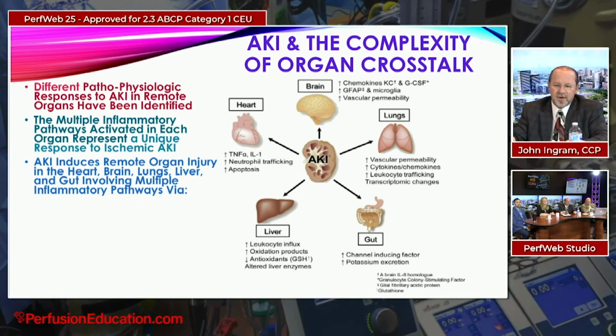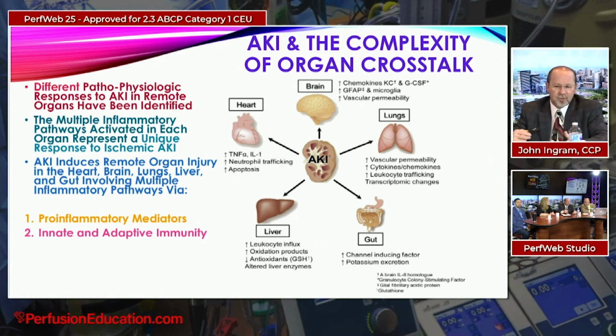And this happens via pro-inflammatory mediators, innate and adaptive immunity. You know, you have your immunity that you're born with, but then as you live your life and you're exposed to things, now you have your adaptive immunity. This also plays a role in your immune response. Then you have cellular apoptosis. Is that how you say that?